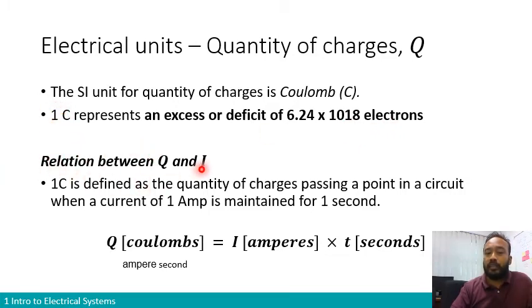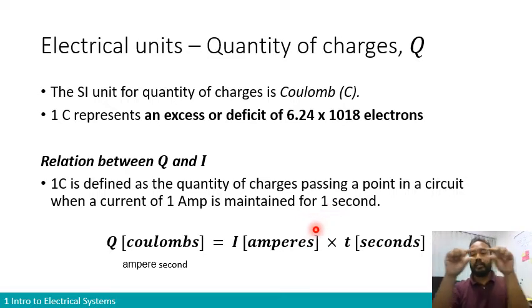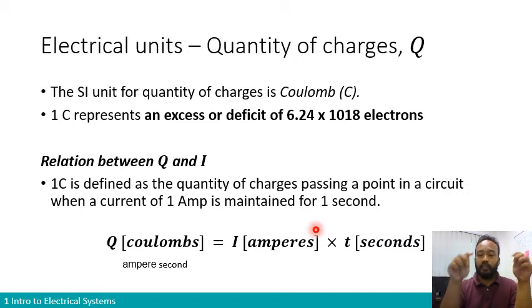So what is the relation between Q and I? 1 coulomb of charge is defined as the quantity of charge passing a point in the circuit when a current of 1 amp is maintained for 1 second. Okay, so imagine you have a conductor. Inside that conductor, there will be charges moving. So that's what current is, right? If you have 1 ampere of current for 1 second, that represents 1 coulomb.